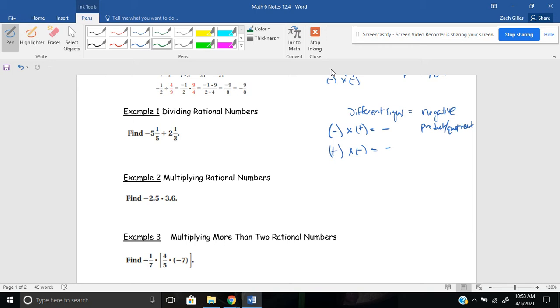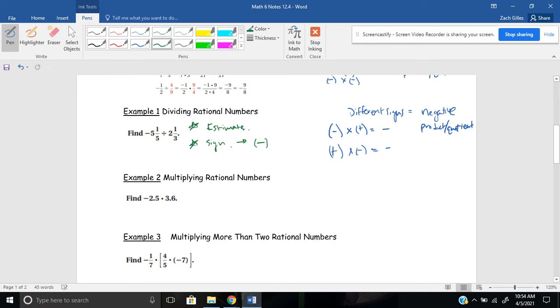The first example says dividing rational numbers. Find negative 5 1/5 divided by 2 1/3. So the first thing that I'm going to do is estimate, I always love to do this just to make sure that my answer is reasonable. And I'm also going to determine, is my sign going to be a positive or a negative sign? I'm going to do that right away before I do any math, just to give myself a ballpark answer. So if I'm trying to determine what sign this is, I have a negative divided by a positive. That would be a case where I have different signs, so I know I'm going to have a negative answer.